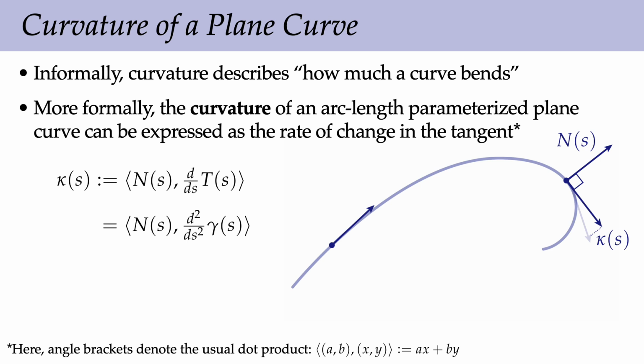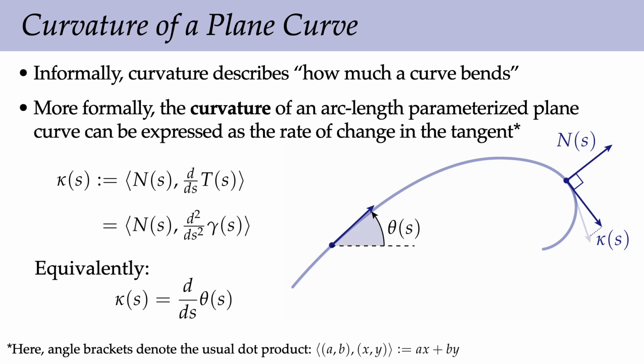Another way we could think about this is to say, well, at each point of the curve, the tangent makes an angle theta with some reference direction, like the horizontal direction. In that case, the curvature kappa is just the derivative of this angle theta with respect to arc length.